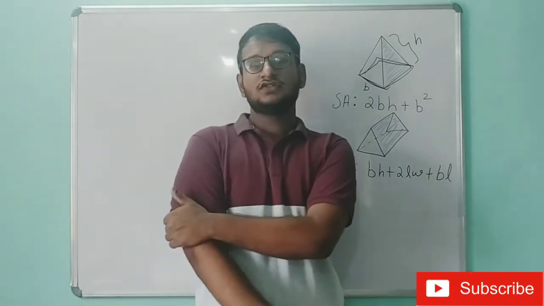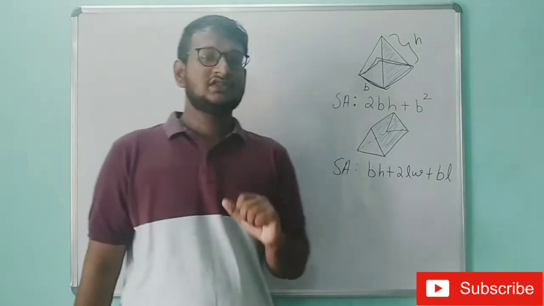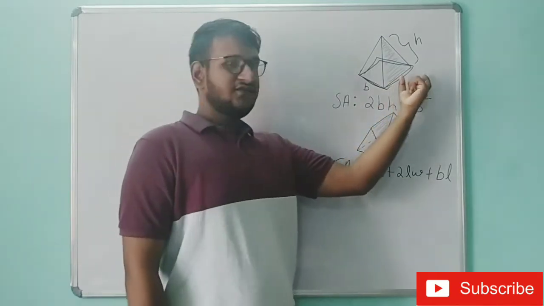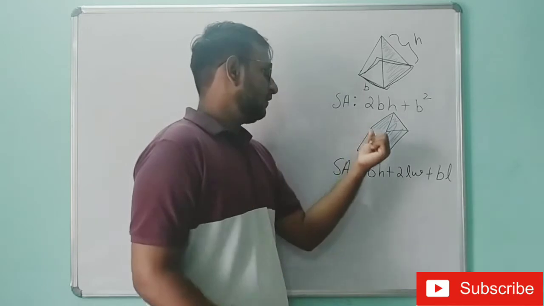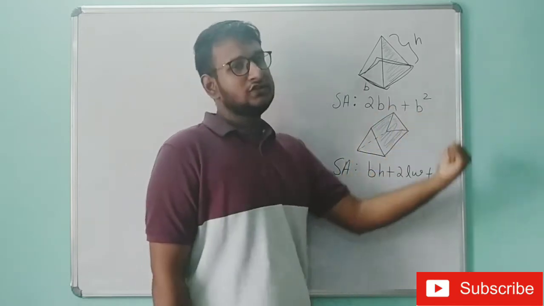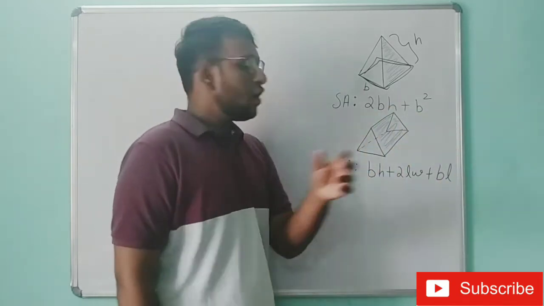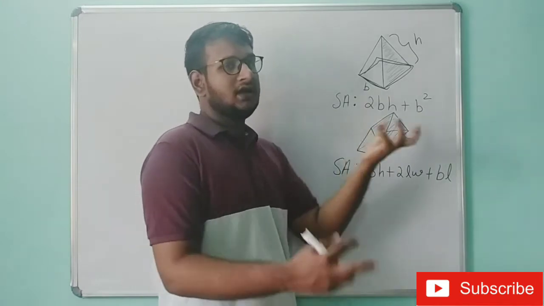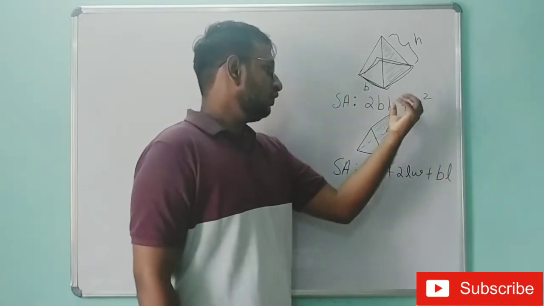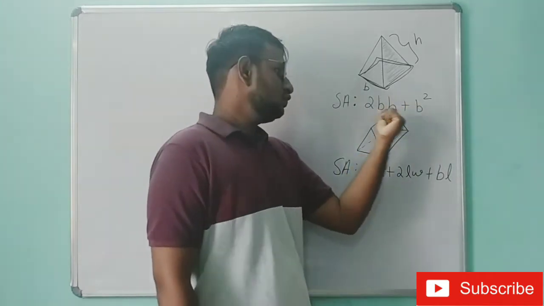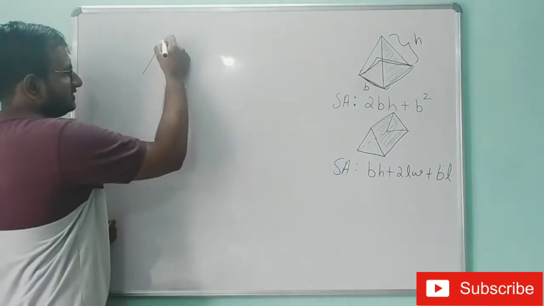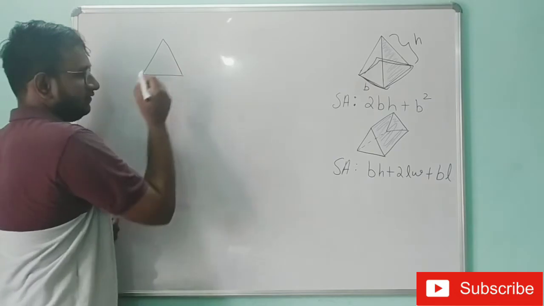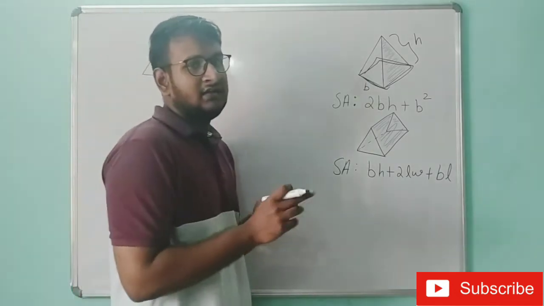Okay, so now let's go into the topic. Now we are going to see about the surface area formula of pyramid. Okay, so the surface area formula of pyramid is 2bh plus b square. Now we are going to see how we derive this formula. Instead of mugging it up and memorizing it, we are going to see how we derive this formula, that is 2bh plus b square.